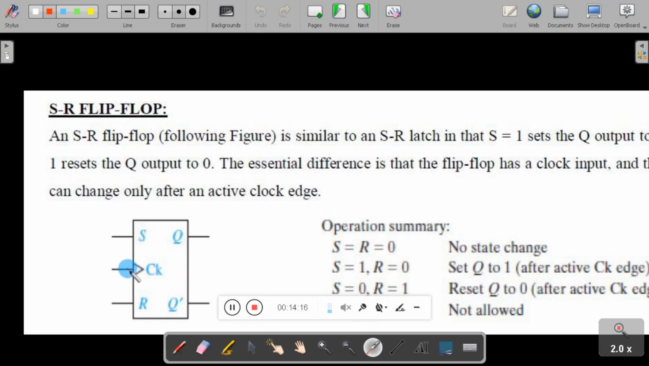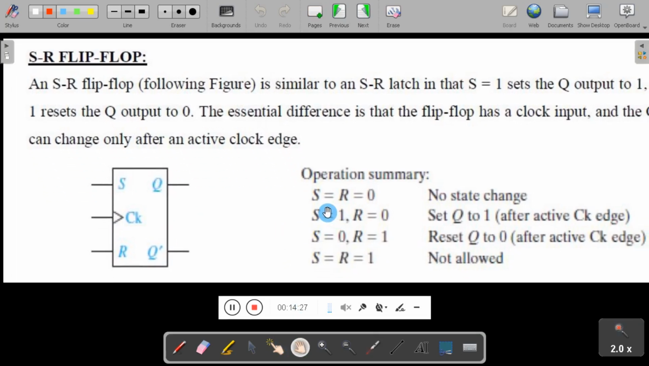Suppose if it is negative edge, then a bubble would have been there. Now Q and Q bar are the outputs. Q bar is the complement of Q, and you see the output of this flip-flop is the same as the latch. When both S and R are 0, there is no state change, that is, the output remains in the last state only. When S is equal to 1 and R is equal to 0, the output of the flip-flop is set to 1, and when S is 0 and R is 1, the output of the flip-flop is reset to 0. When S and R are both 1, that is not an allowed condition, and it is called an illegal or forbidden condition. That is the drawback of the SR flip-flop.